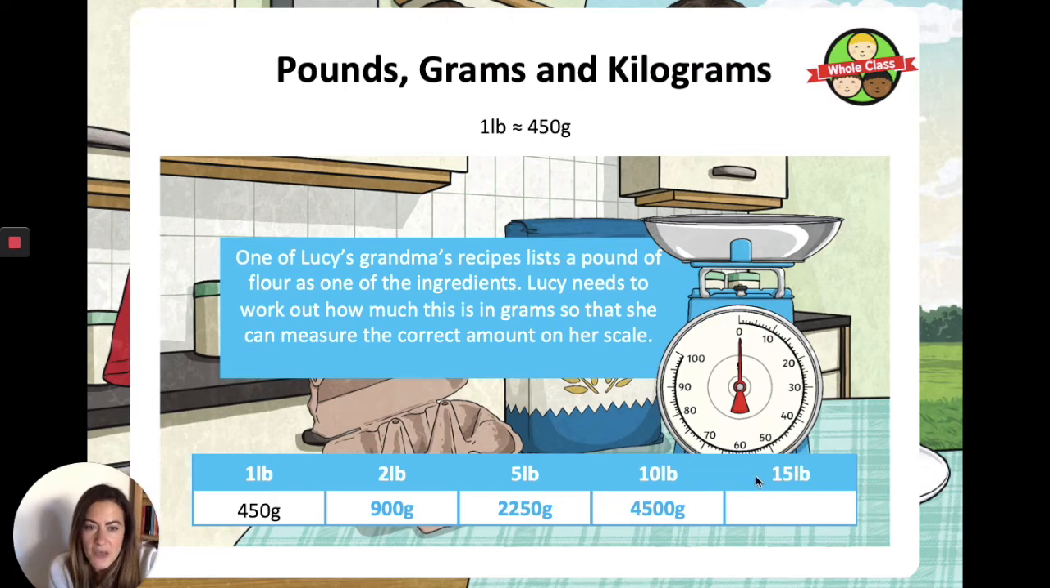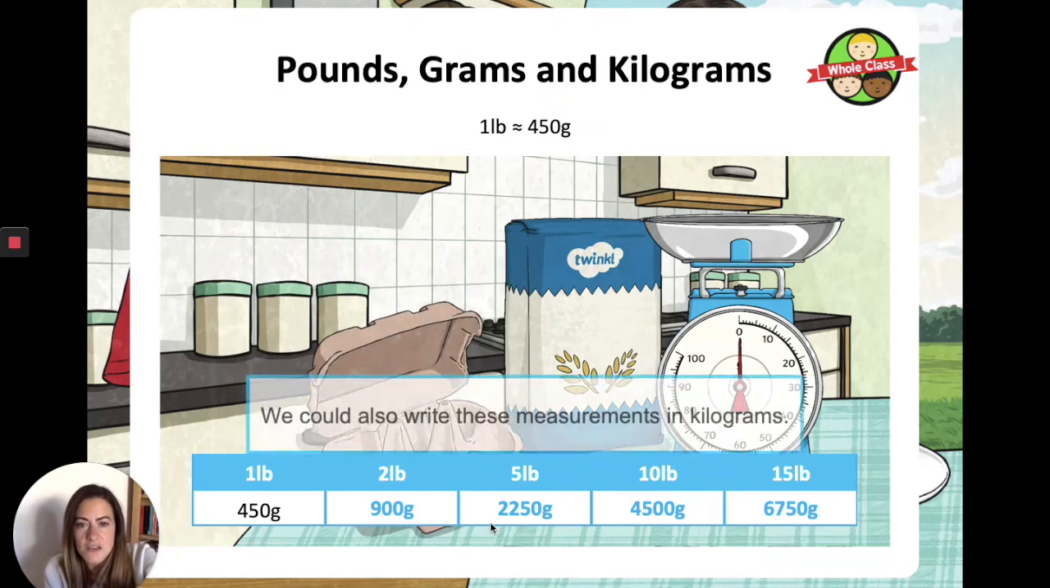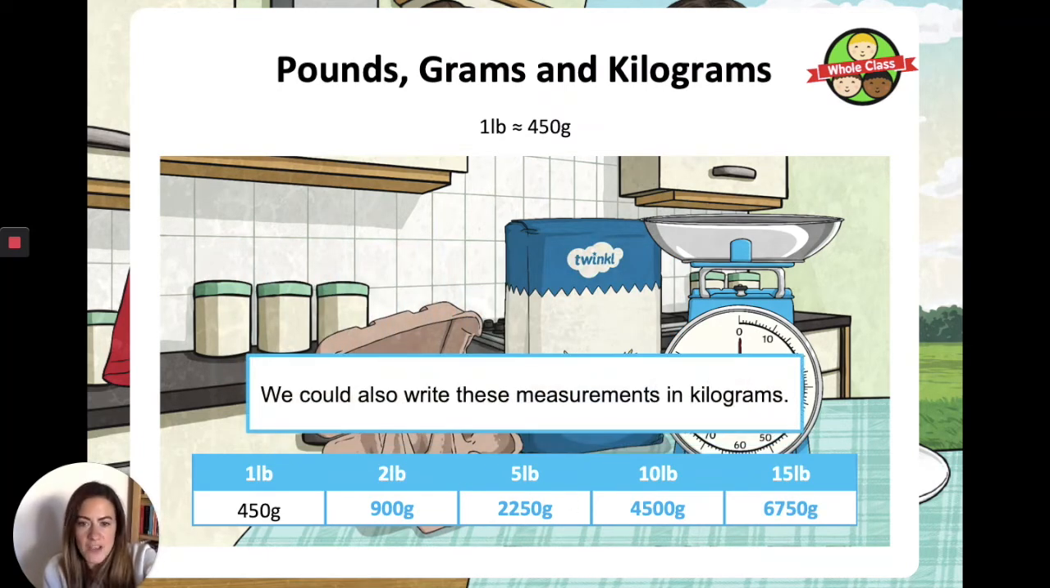And to find 15 pounds, we can add together the conversion for 10 pounds and the conversion for 5 pounds, because 10 plus 5 makes 15. So 4,500 plus 2,250 makes 6,750. Now, an extra challenge for you to go back to what you did last week.